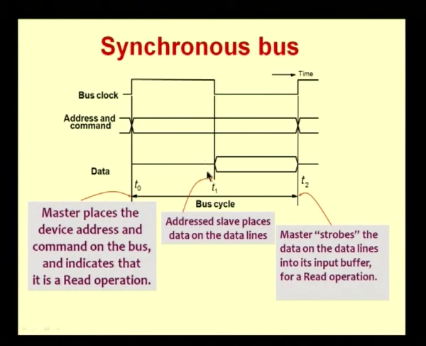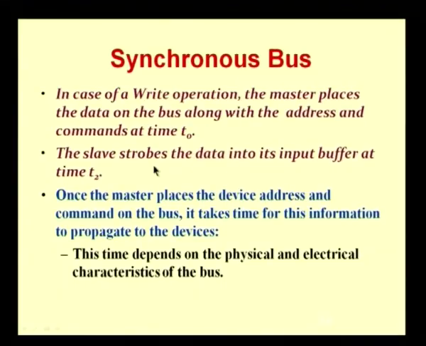Now, in the case of a write operation, the placing of the data and the address and command are combined together, and at time t2 writing of the data by the master would be completed, because now the data would have been copied into the input buffer by the slave. That is how a write operation will take place. So, once the master places the device address and the command on the bus, we see that there is a large time that we have between t0 to t2.